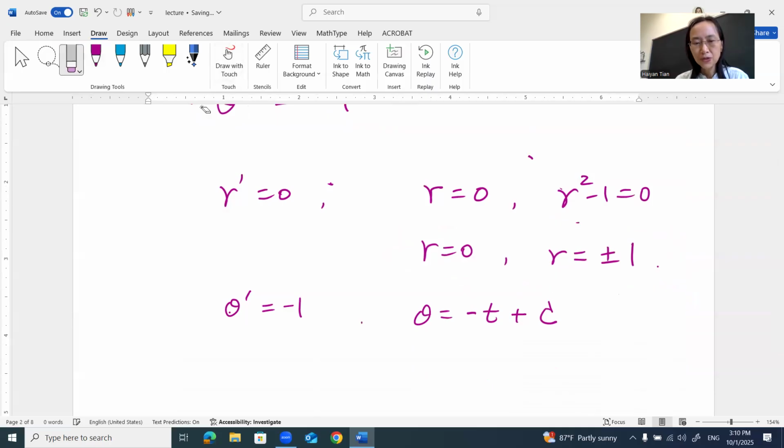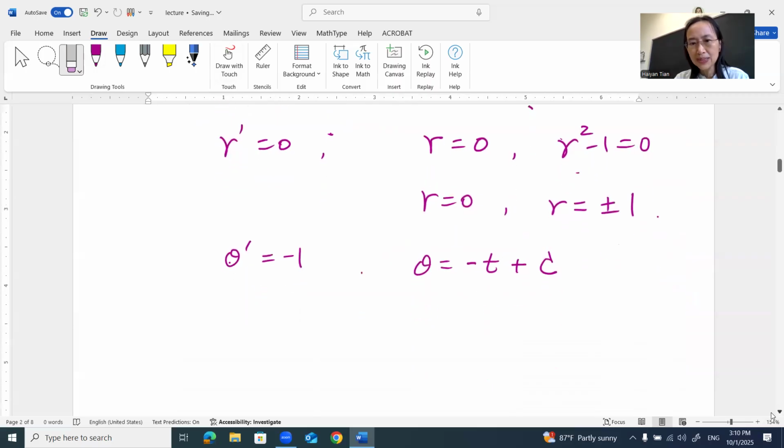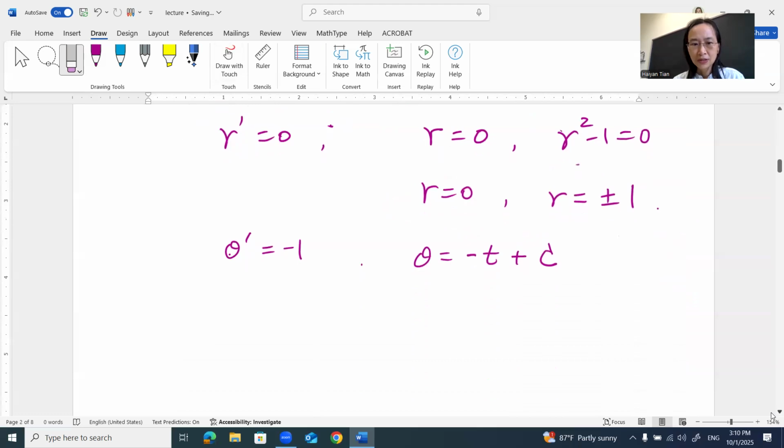solution curves. So far, we got some. When r is constant, when we draw these special solution curves, when r is 0, that's a point, that's a fixed point. When r is 1 or -1, we have a unit circle, because we're thinking of the polar coordinate. So we have a unit circle. That means a circle of radius 1.